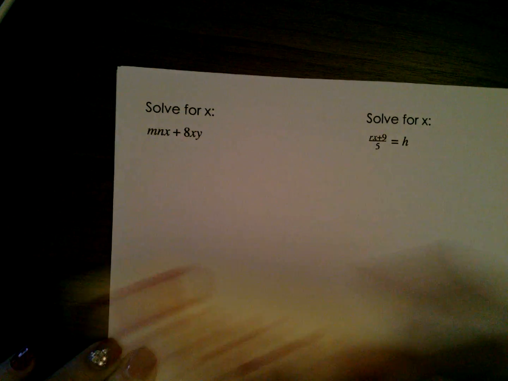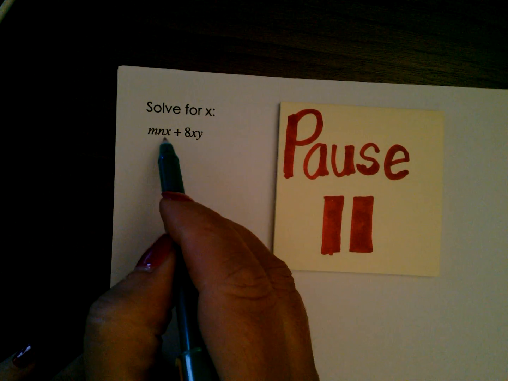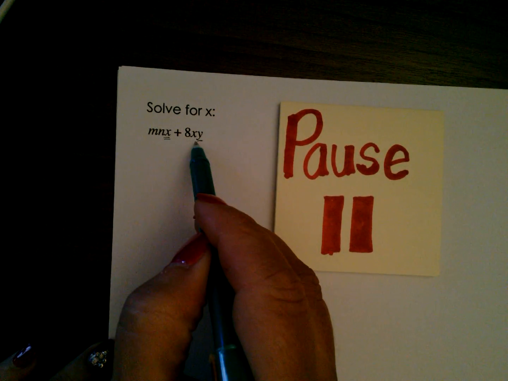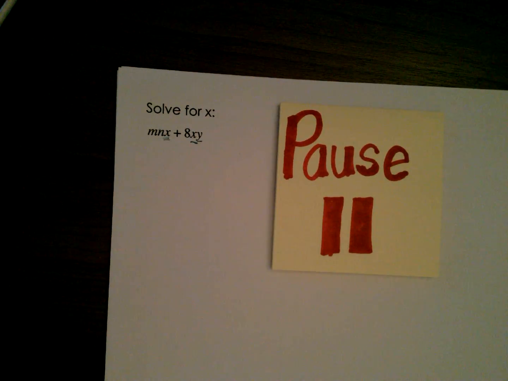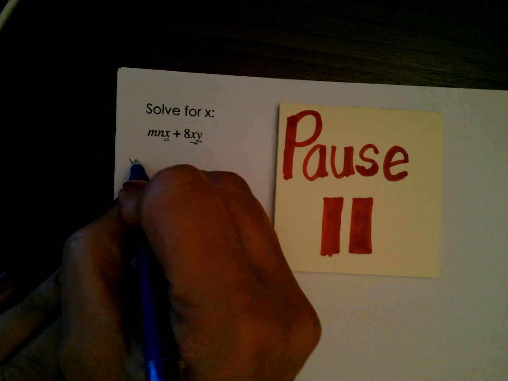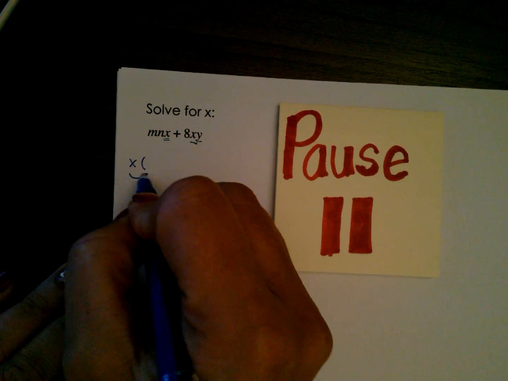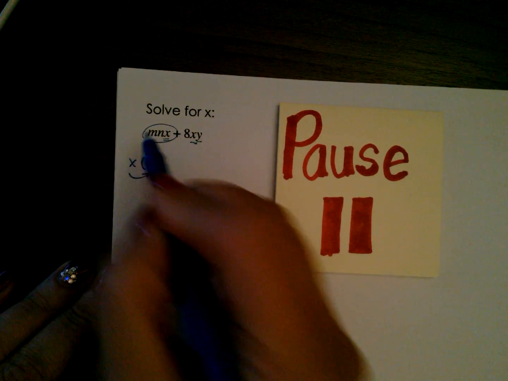Again, I'm going to pull out the x. I would have to multiply x times what? mn to get back to mnx. I would have to multiply x times what? Positive 8y. Excellent. The next one. These are beginning to look like review.